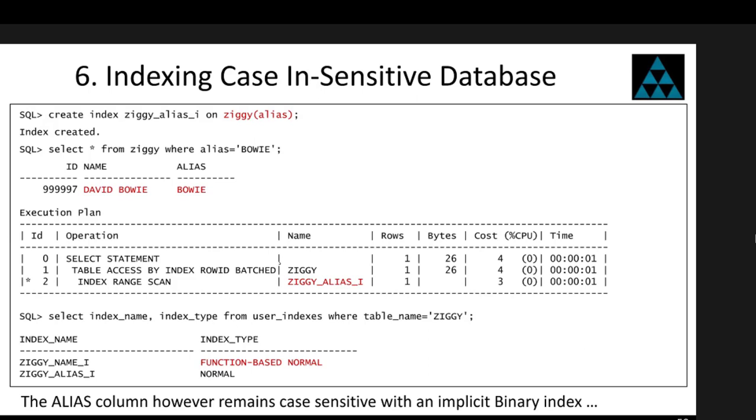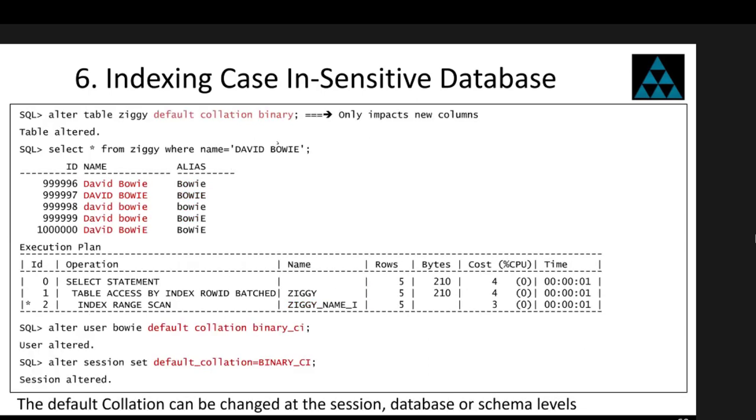I can alter the collation for a table, but it only impacts the new column. So if I were to change the default and add a new column, it would inherit the new default. And I can set this for a schema, I can set this for a session, so I've got a lot more flexibility in how I handle these case insensitive searches than I could previously.